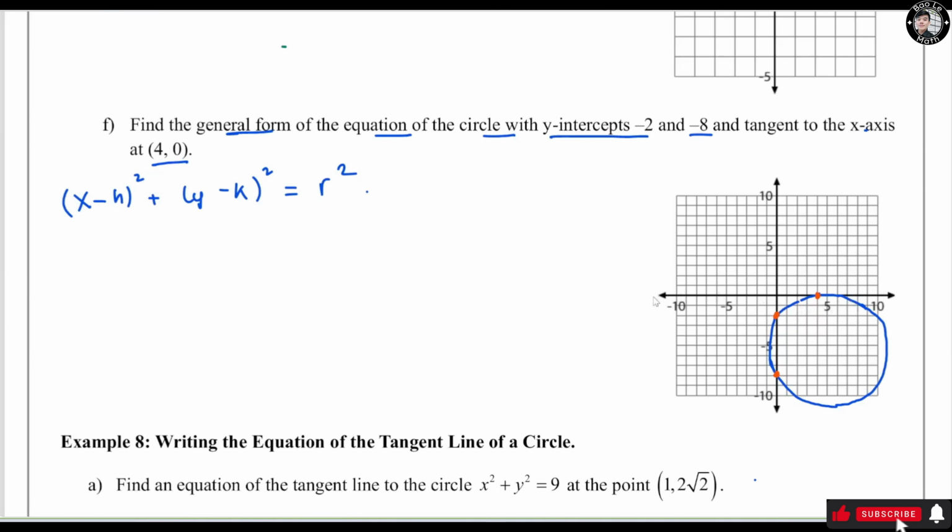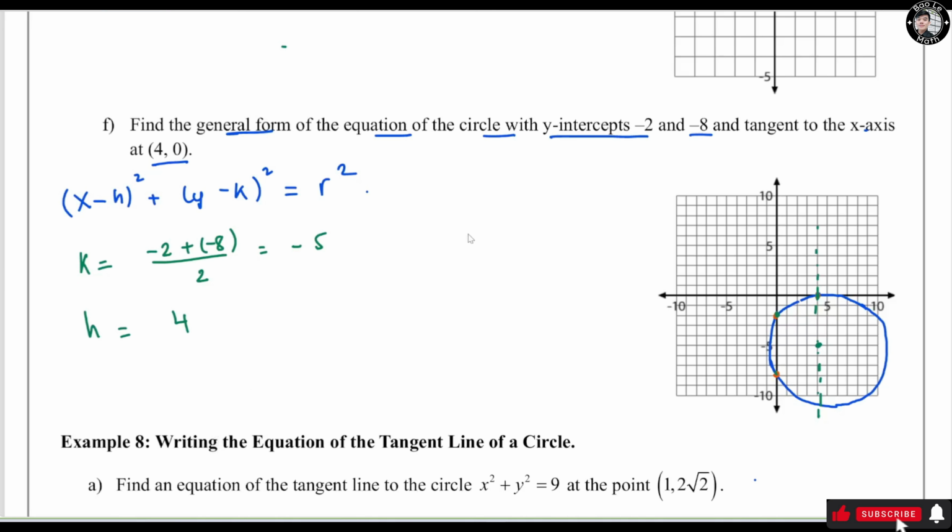Since the circle is tangent to the x-axis at this point, you're going to draw the vertical line right here. So the center should be on this vertical line, somewhere right here. And you know that the y of the center should be the average of these two y-intercepts. So k equals negative 2 plus negative 8 divided by 2, which is negative 5, right? So it could be right here. And the x coordinate of the center should be 4, so h should be 4, right?